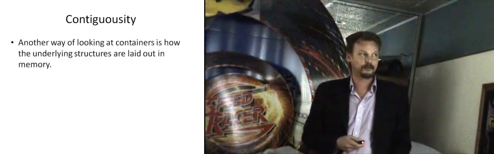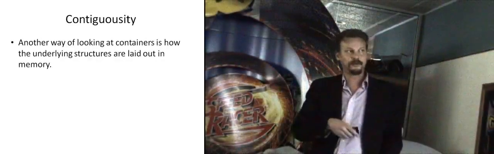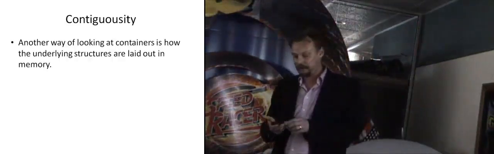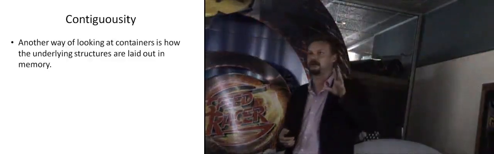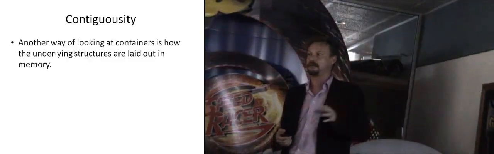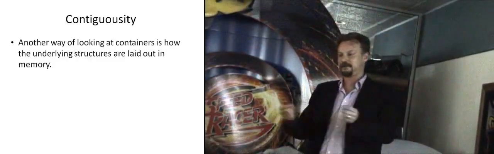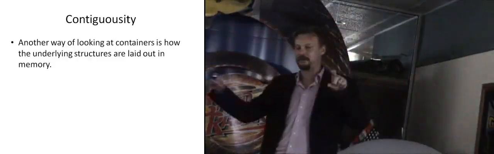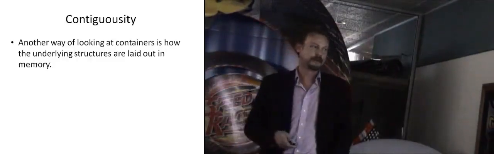Contiguosity. Yes, I can make up words as I go. That isn't a word at all, but I'm just referring to one of the key characteristics, as I see it, between different containers: is the storage they use contiguous in memory or not? What's the difference between a list and a vector? Well, the primary difference to me is that vector stores its elements in a contiguous chunk of memory, whereas list uses nodes and they're all scattered over the heap.